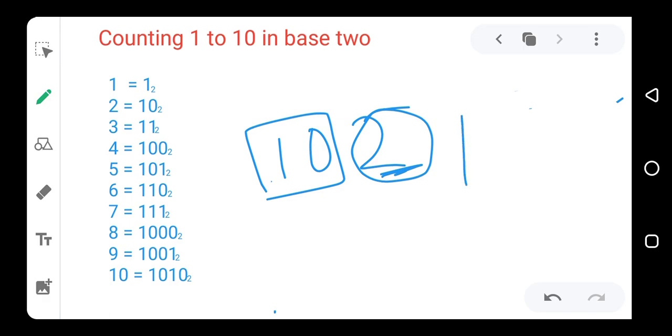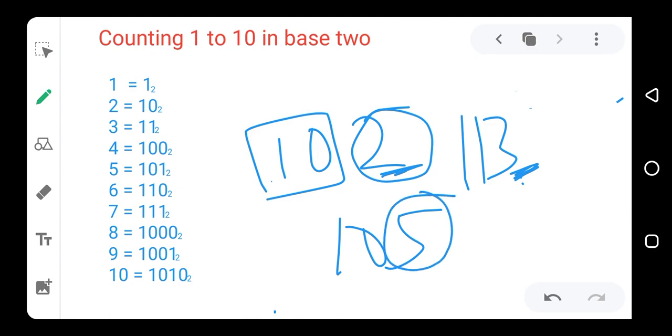So if you have 1 1 3, this cannot be in base 2 because of this 3. It has something else apart from 1 and 0. If you have 1 0 5, this cannot be in base 2 because of this 5. It can only contain 1 and 0 in base 2. So this is how to identify base 2.